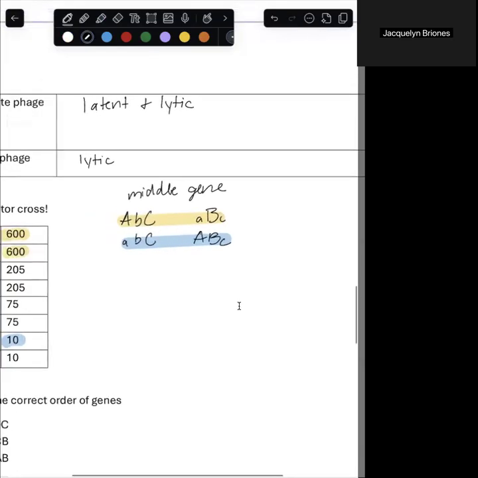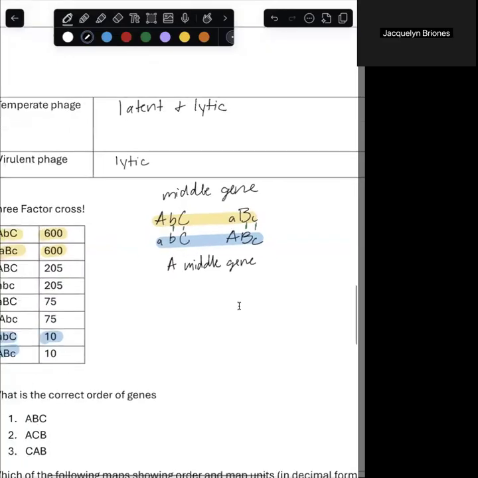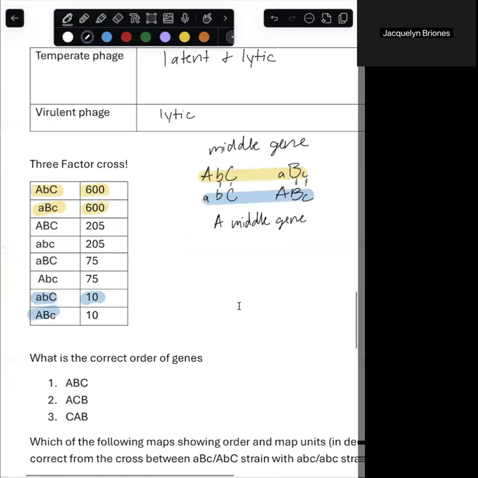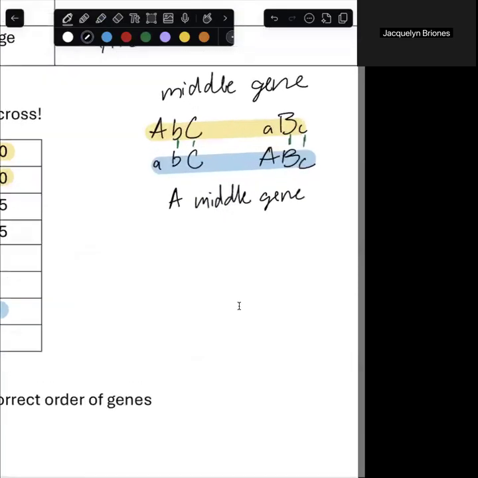So we look for the one that's not the same. Okay, so these are the same. These are both big C's. These are the same, and these are the same. So the one that is our middle gene is going to be A. And now that we know that, we can find our other crosses, and we're going to keep on using the parentals.